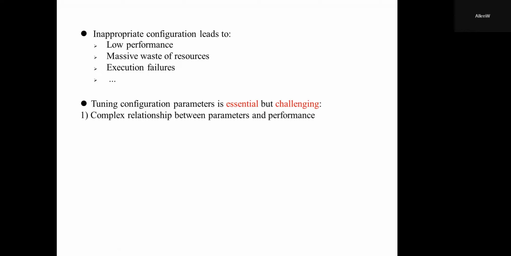Incorrect configuration may lead to low performance, massive waste of resources, and even execution failure. So tuning configuration parameters is essential but challenging.